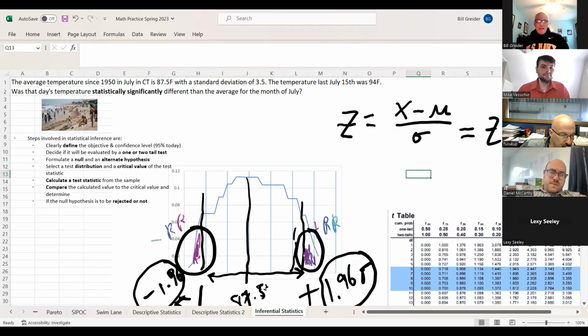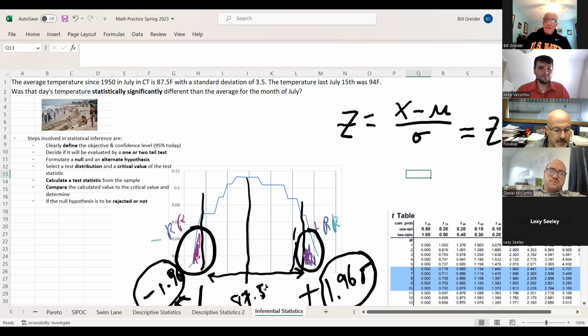So let me start with an objective, right? Let's start with that. The average temperature in Connecticut since 1950 in July is 87.5 degrees Fahrenheit. I made that up. I don't know, you can check Google if you want, but somewhere around there. So I said 87.5 with a standard deviation of 3.5 degrees. So the average deviation away from that 87.5 is going to be 3.5 degrees.